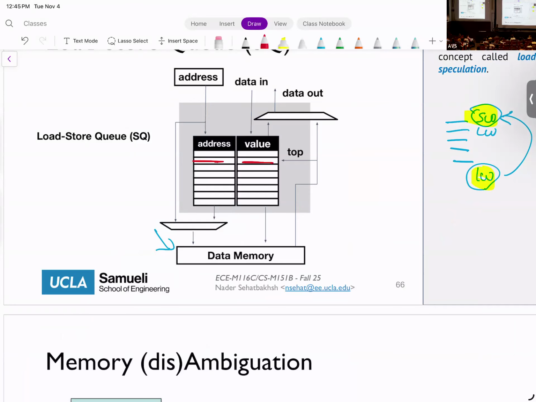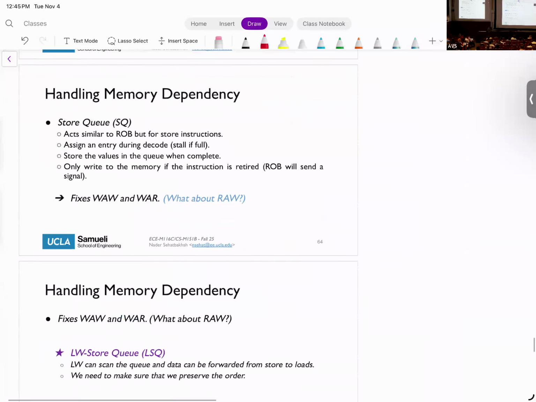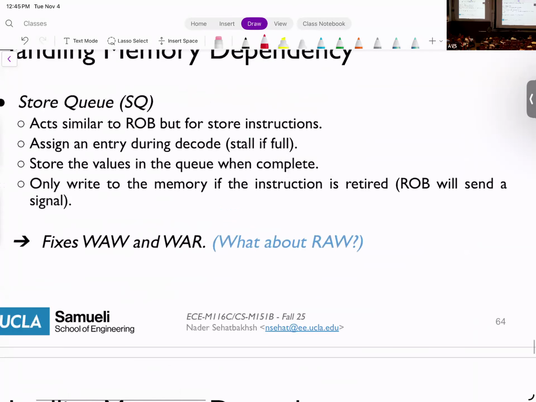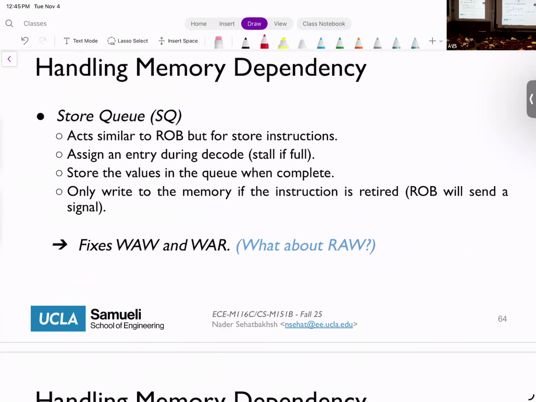The question was about the ROB and not writing to memory until the instruction is retired. That was for the ROB. So for memory, you can think about the load store queue as part of the ROB, but it has additional things. It can also forward the values to the other instructions, right? It's particularly dedicated for memory instructions.